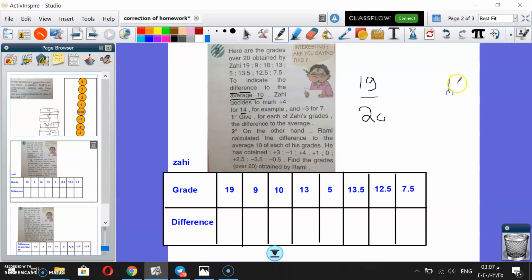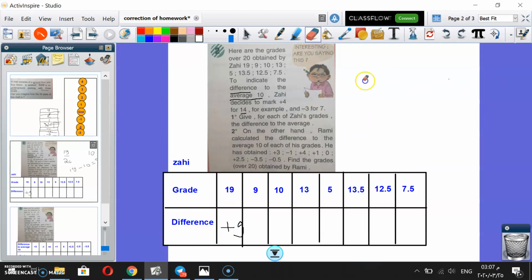So the average is 10 and he got 19, so he is 9 grades above the average, because 19 minus 10 will be 9, or plus 9. So you'll write here a plus 9. Okay.